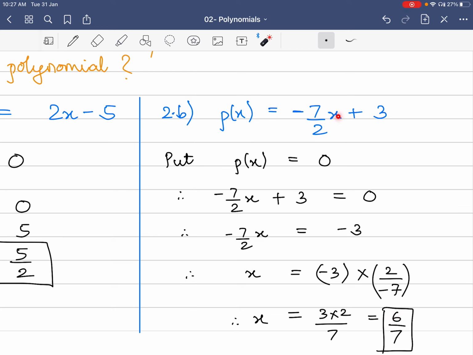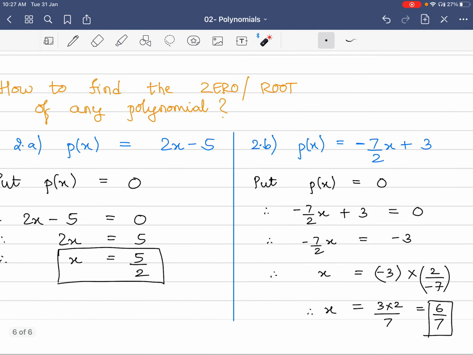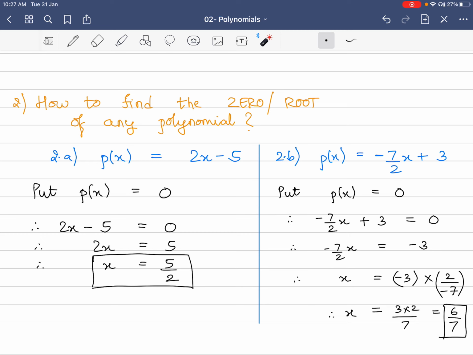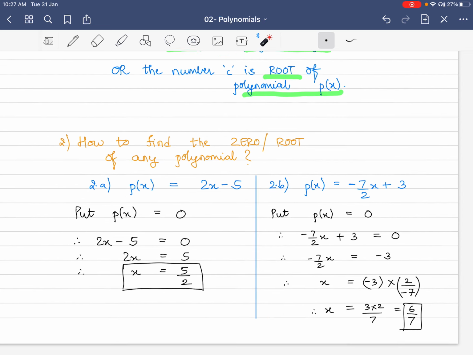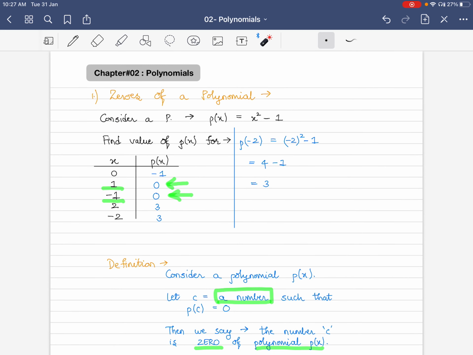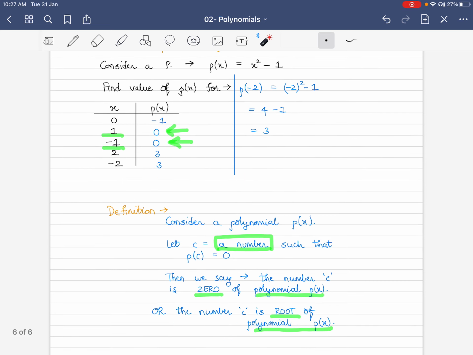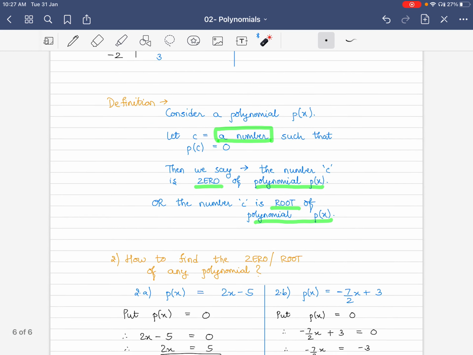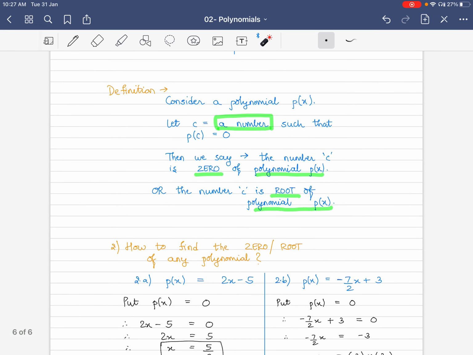If you put 6 by 7 in this equation, you will get P of x equal to 0. So how do we find the zero or the root of any polynomial? Just put that polynomial equal to 0 and solve for the value of x. So in this video, we have seen first of all the concept of zeros of a polynomial. Another common term for zero of a polynomial is root of a polynomial. And then we saw how we find the zero or the root of any polynomial.